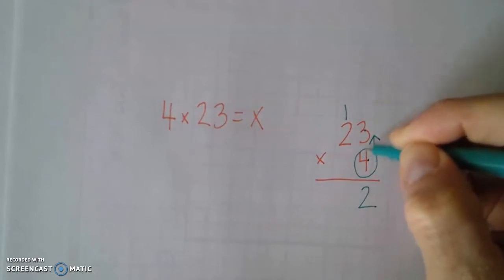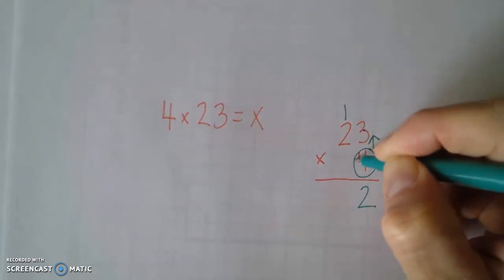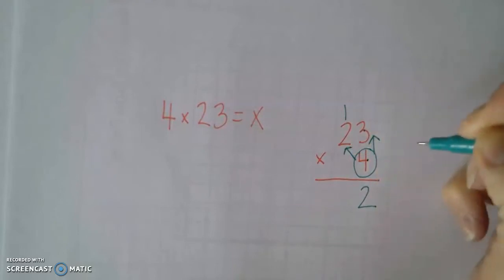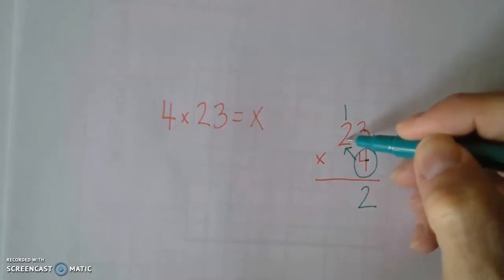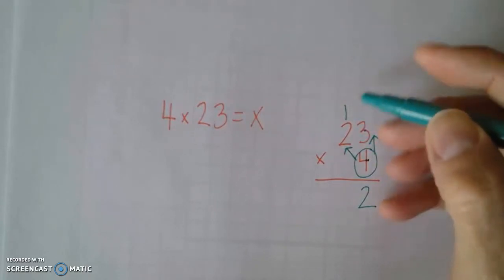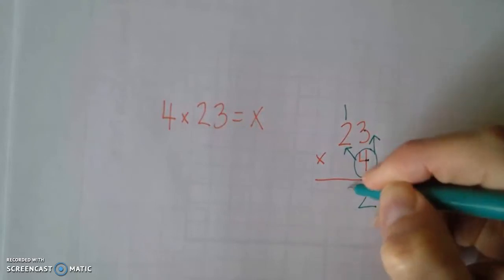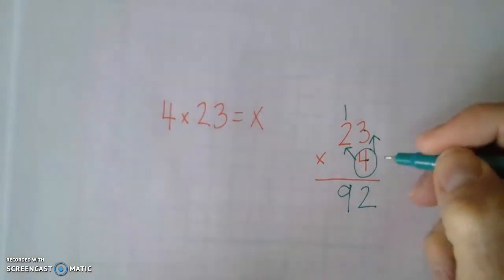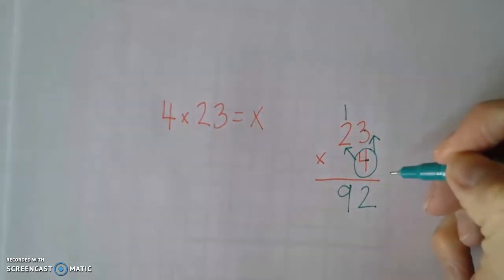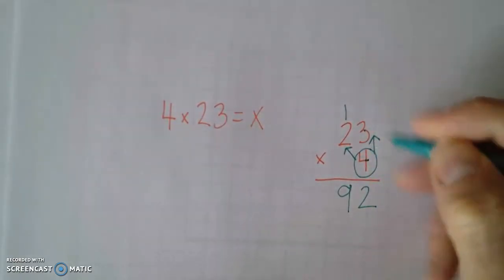If there's any other numbers left, you got to regroup. Now, we shared the 4 with the 3. We've got to share the 4 with the 2. Okay? Now 4 times 2 is 8. Add the 1. Makes it 9. Okay, so you get 92.